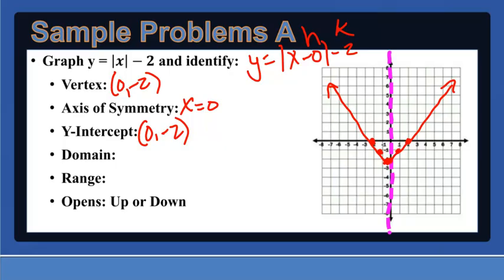The domain is all real. That means I can put any number in for x, and it will give me a y value that will land on the line. The range, it never goes below -2. So we would say y is greater than or equal to -2. So the lowest point is -2. And this one opens upward.